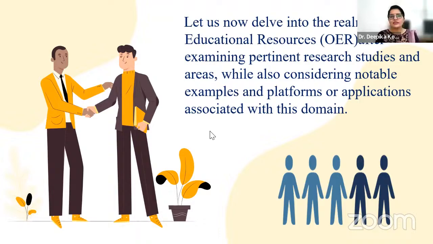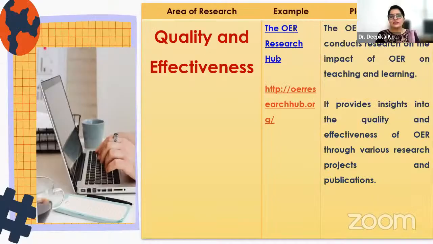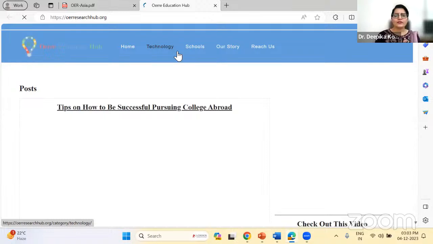Now, the first area I talked about, if you want to study the quality and effectiveness, then you can use the OER Research Hub. It is the research hub which conducts research on the impact of OER on teaching and learning. I want to show it. This is one of the most important in the field of research in OERs. It's an OER education hub.